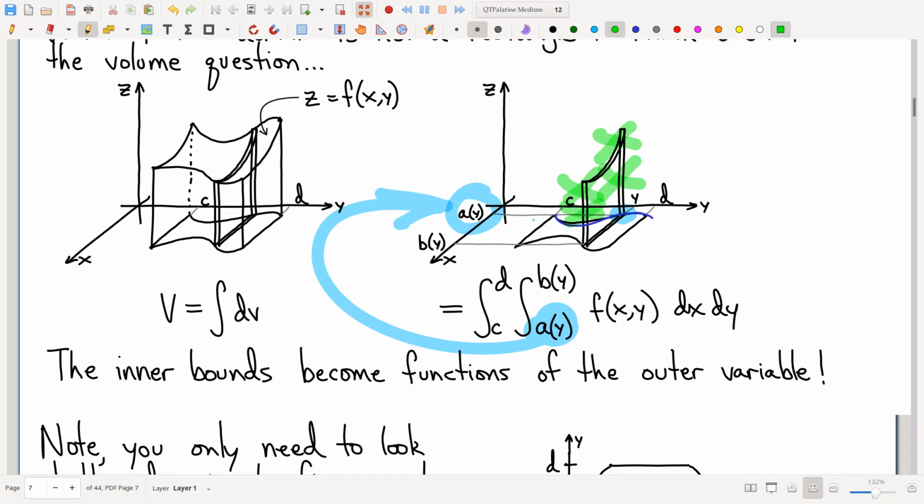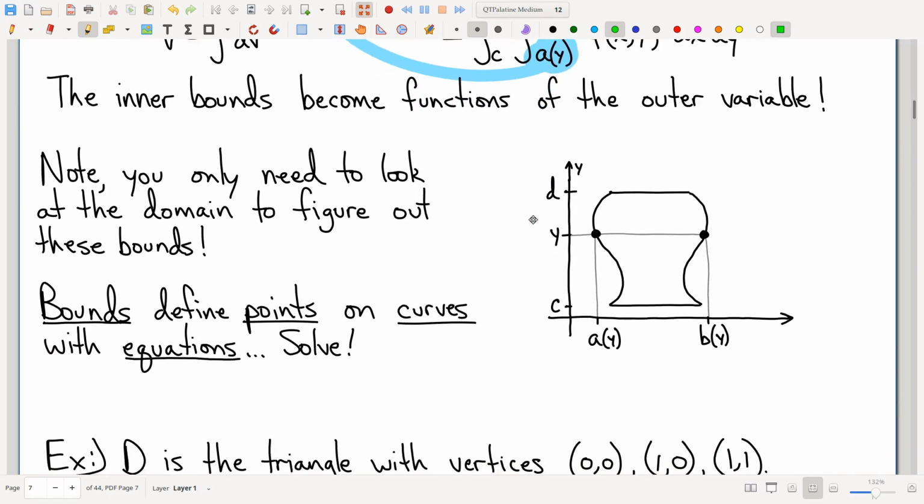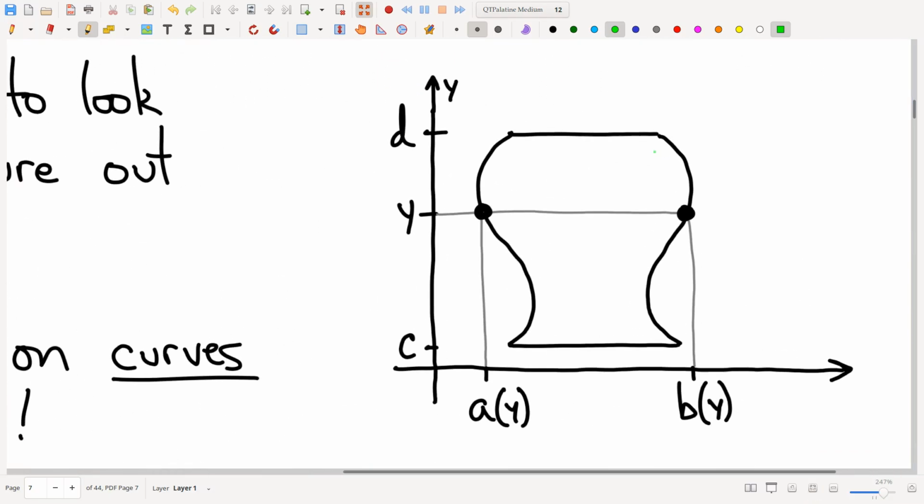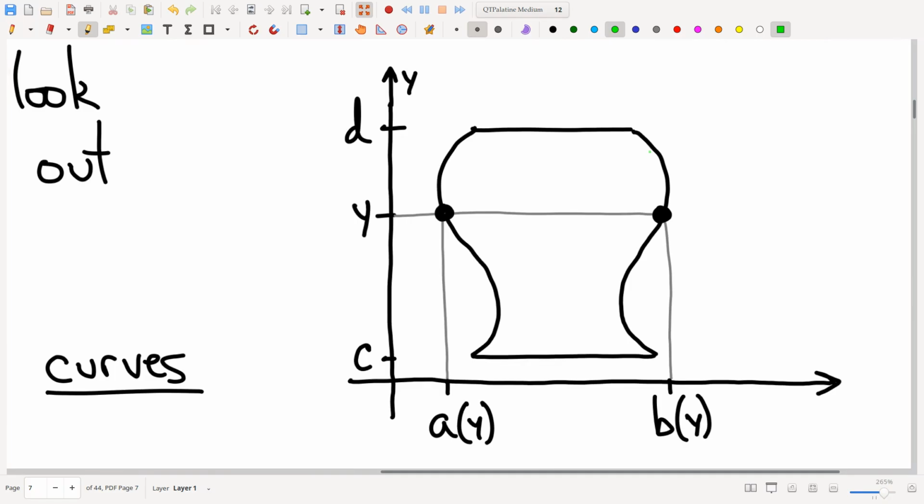So this picture that I've got here, I think it's useful to motivate the idea that when we're computing with a double integral, we're still going to be effectively computing with an iterated integral. But this is the picture we should be looking at to find the bounds. Just draw the domain. You don't need to draw the whole thing. You don't need to draw the graph.